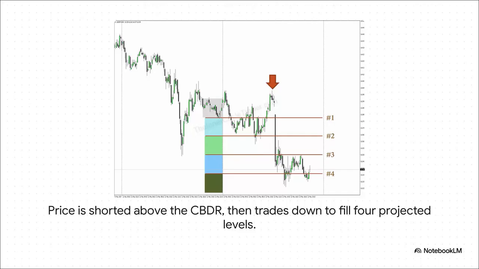And check out this chart. It's a perfect example of this playing out. You see the short entry is taken up above the range. Then price breaks the low of the range. That's our level 1 right there. And then just look at it. The market just marches down almost like it's on a schedule, hitting level 2, and then 3, and finally hitting level 4. A perfect filling of the numbers.